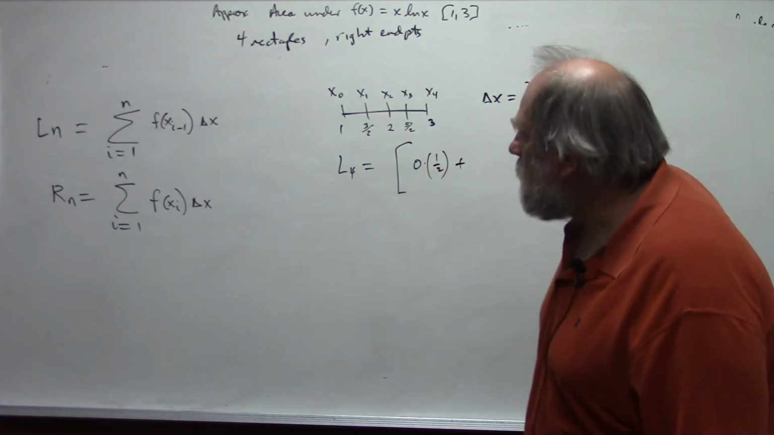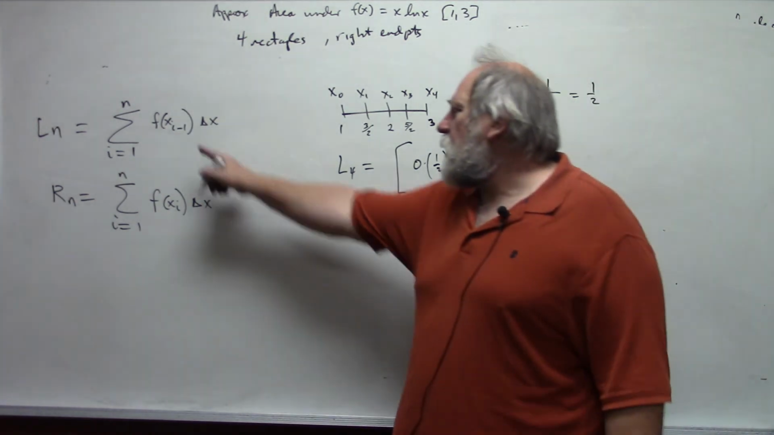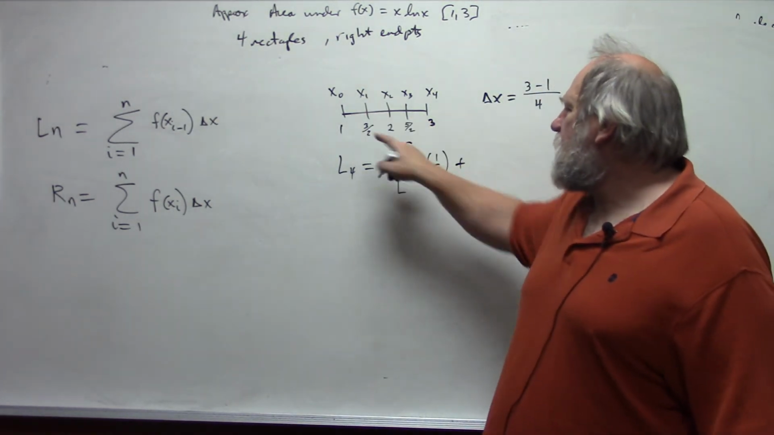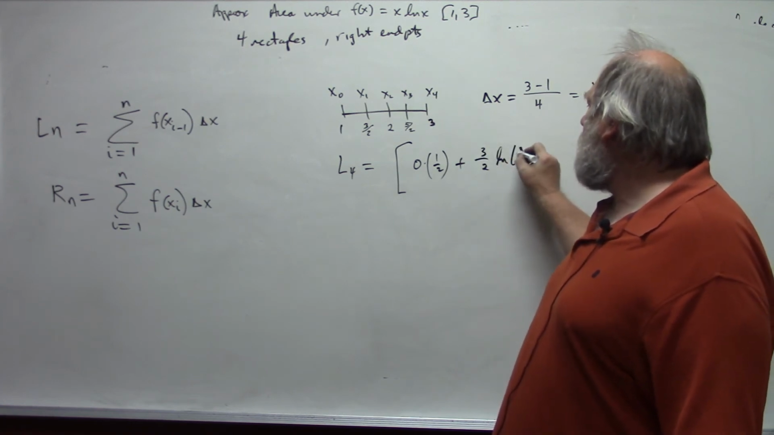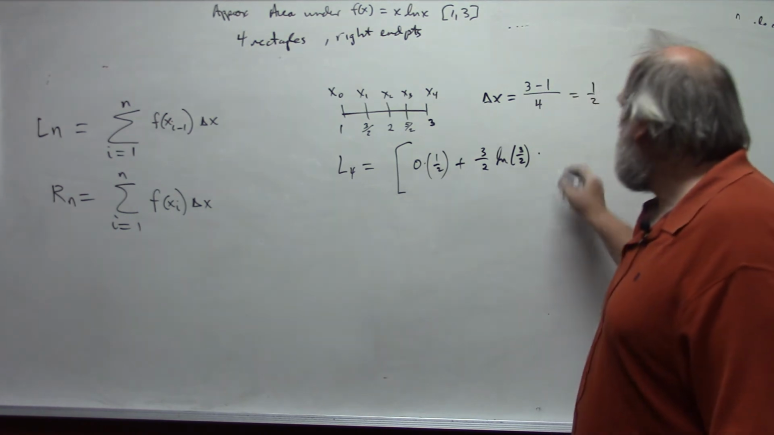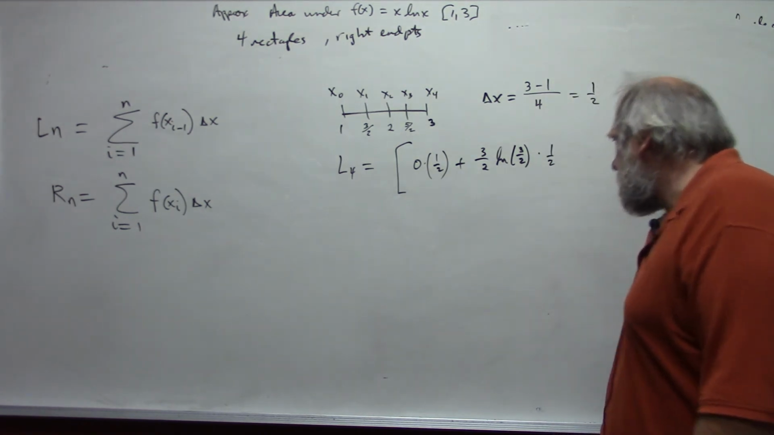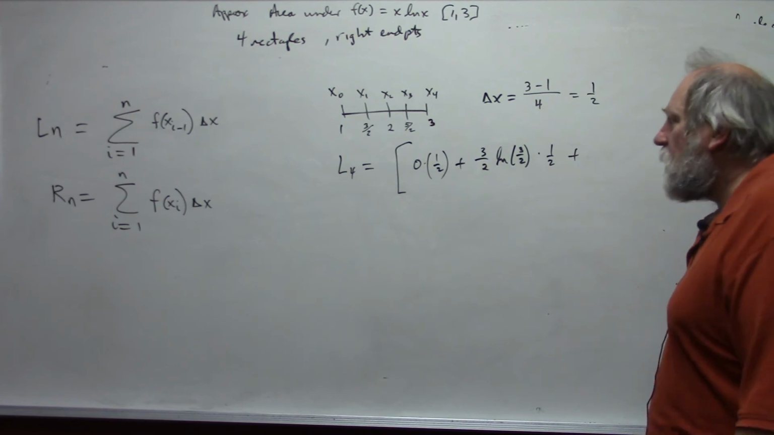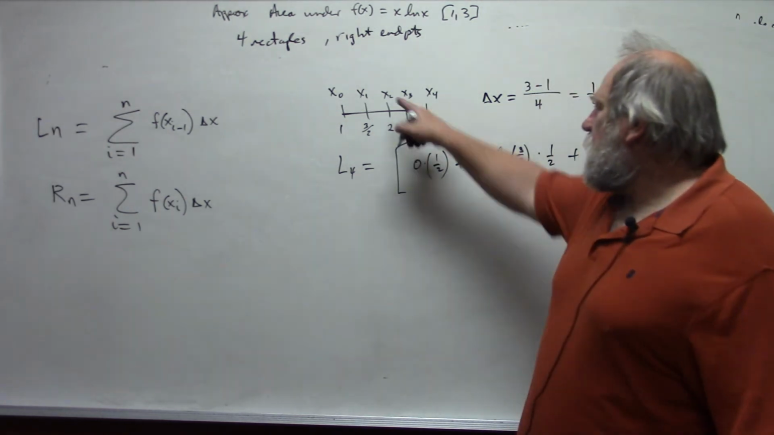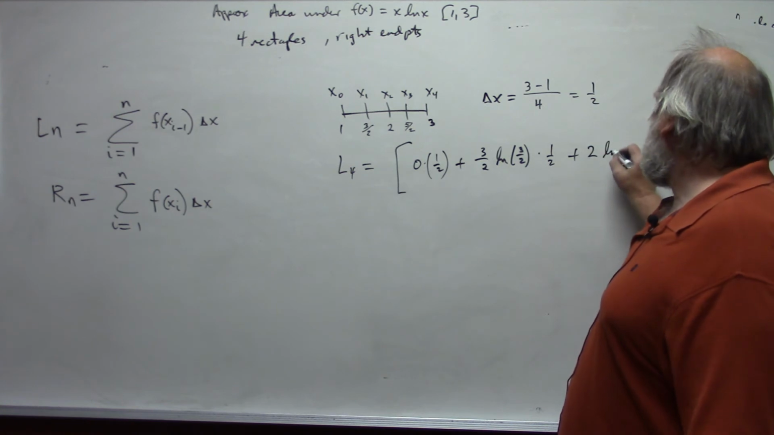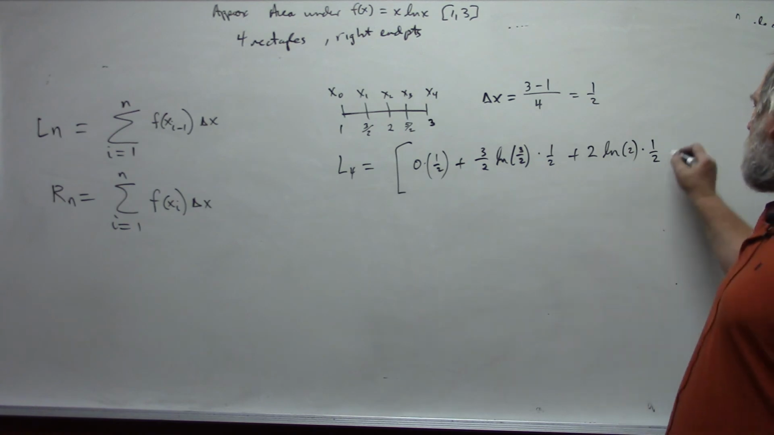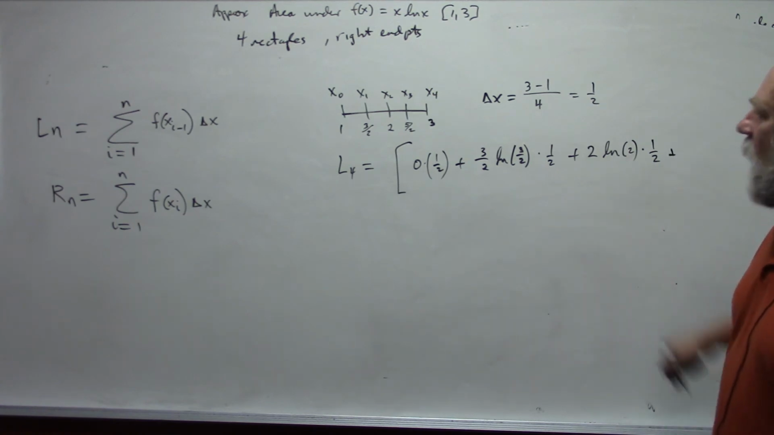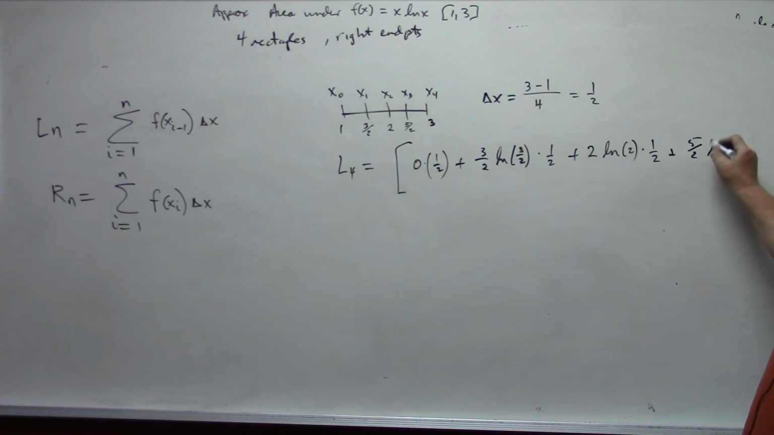Plus, now I equals 2. The functional value at x1 is 3/2, so this becomes 3/2 the natural log of 3/2 times delta x, which is 1/2, plus my functional value at x2, which is 2. I get 2 natural log of 2 times 1/2. That's my delta x, plus at x sub 3, 5/2 natural log of 5/2 times 1/2.